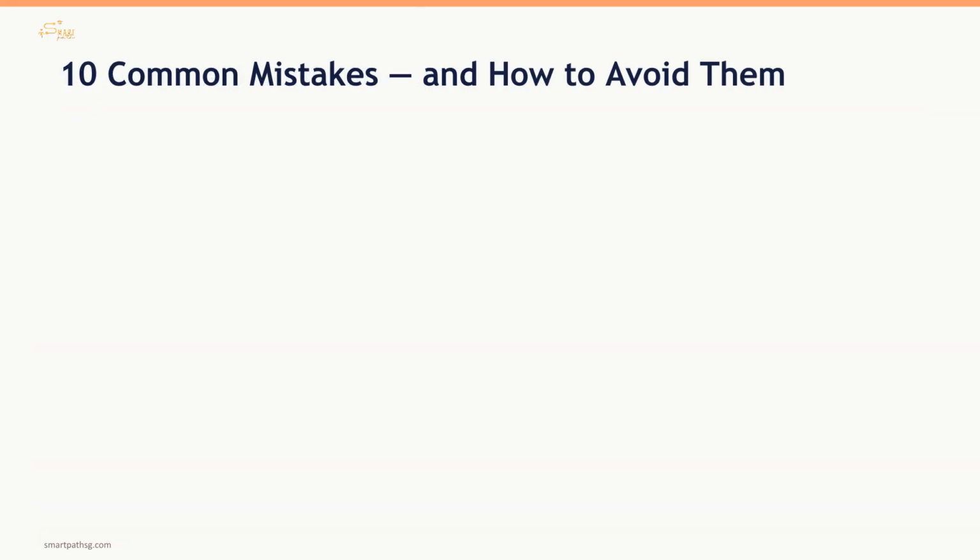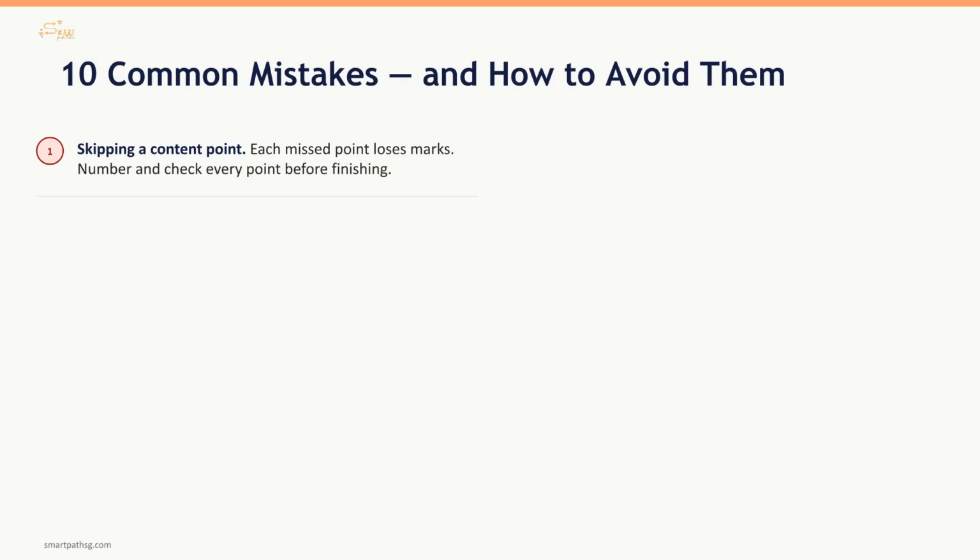Finally, a list of the 10 most common mistakes students make and how you can sidestep them to secure your full marks. Number 1. Skipping a content point. It bears repeating. Every missed requirement loses marks. Always number and check every point in your writing. Number 2. Missing sender's address. In a formal letter, your address must be present at the top of the page, before the date.